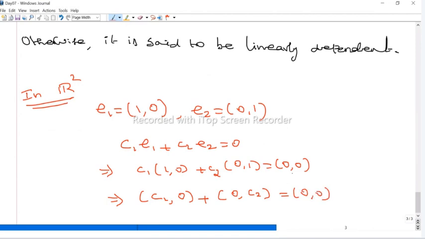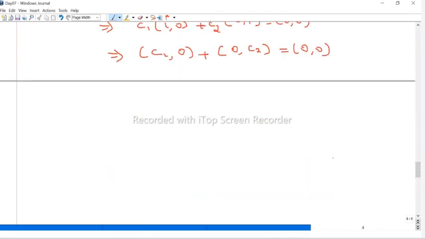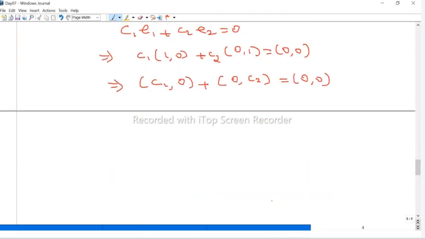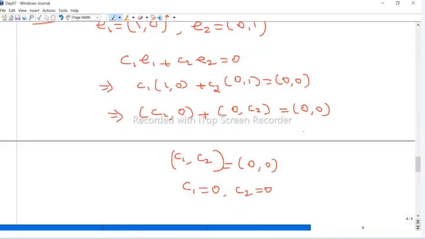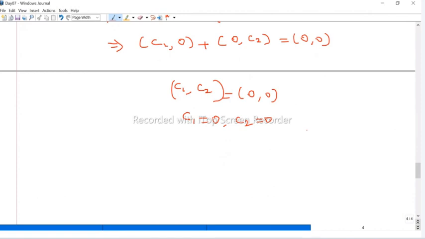You can add term by term, because vector addition is nothing but adding term by term. Therefore c1 plus 0 is c1, and 0 plus c2 is c2, so we get c1 comma c2, and the right-hand side is 0 comma 0. When two ordered pairs are equal, the first coordinate equals the first coordinate and the second coordinate equals the second coordinate. So the only solution of the equation is the trivial solution 0, 0. Therefore e1, e2 is linearly independent. Therefore the set e1, e2 is a linearly independent set.